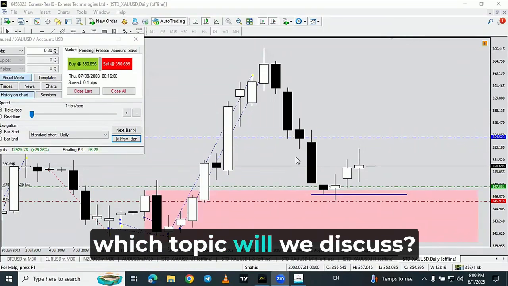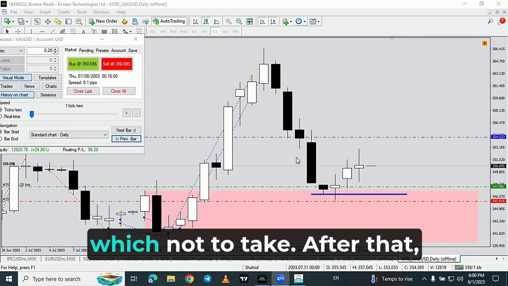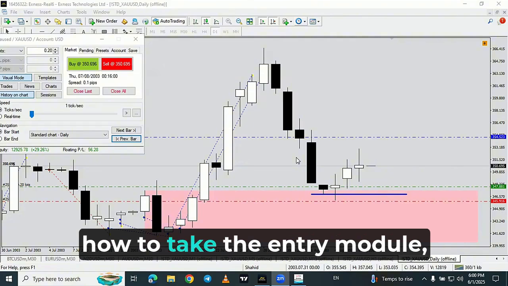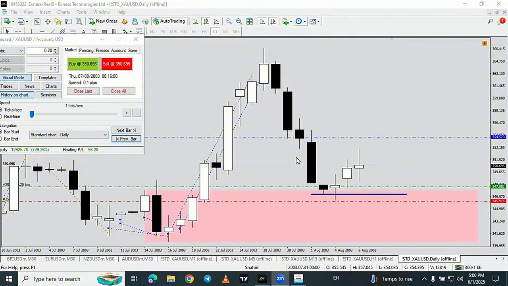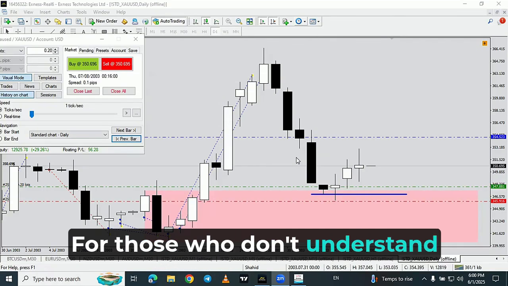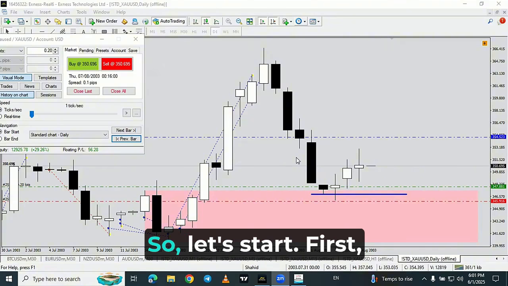Today, which topic will we discuss? First, we will discuss engulfing, which engulfing to take and which not to take. After that, secondly, we will look at its entry module, how to take the entry module, and then we will refine liquidity. For those who don't understand which liquidity to take and which not to take, we will clarify that today. So let's start.